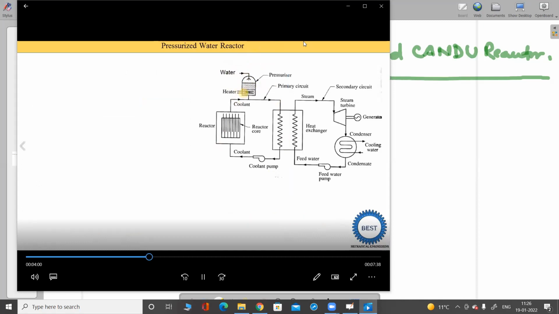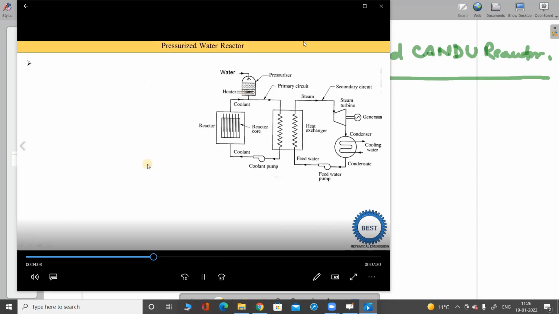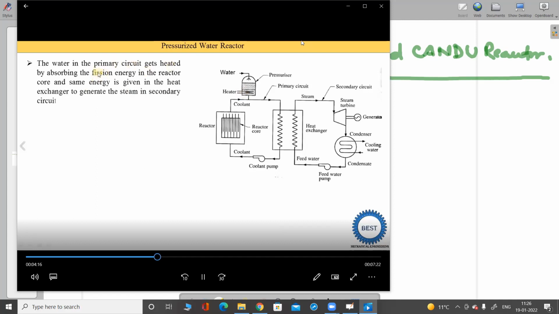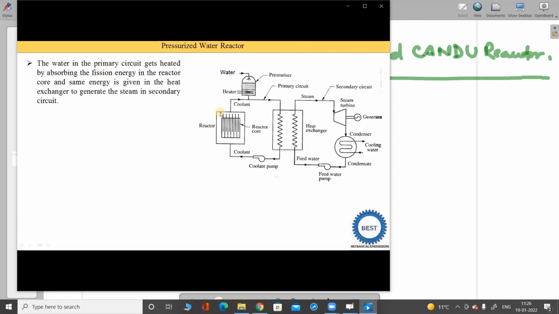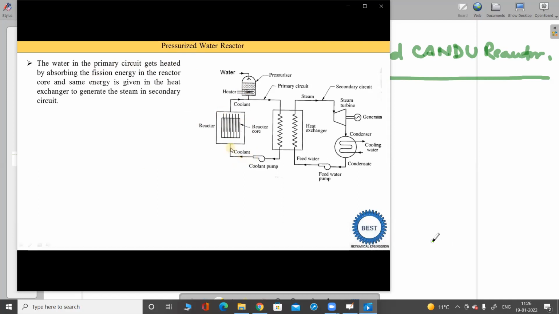Okay. Now we understand its construction. Now we understand the working of this PWR. So water in the primary circuit gets heated by absorbing the fission energy in the reactor core. So here you see this is the reactor, and in the reactor the fission process is carried out, and due to this fission process the heat energy is released. So this heat energy is absorbed by this coolant. Okay, so here you see this coolant enters into this reactor, and in this PWR we use ordinary water as a coolant. Means the water enters here.